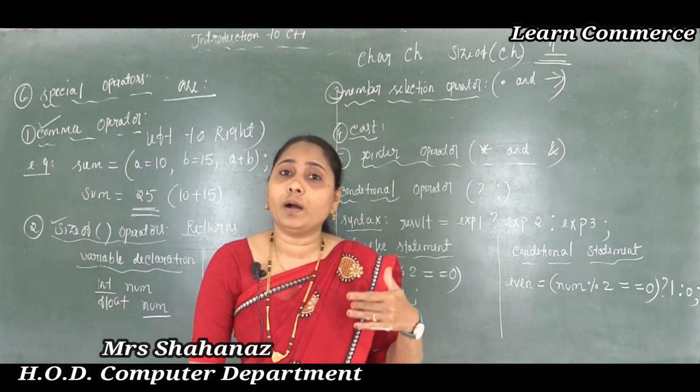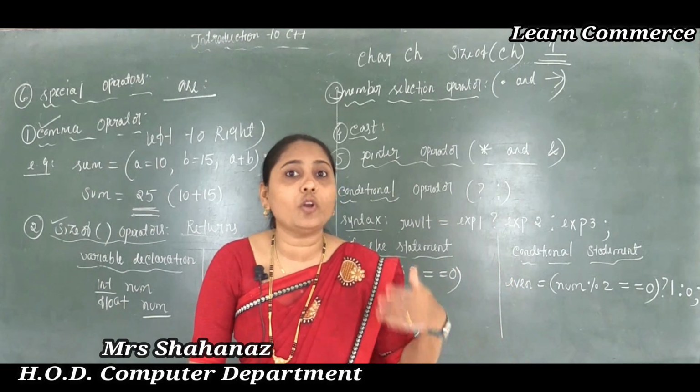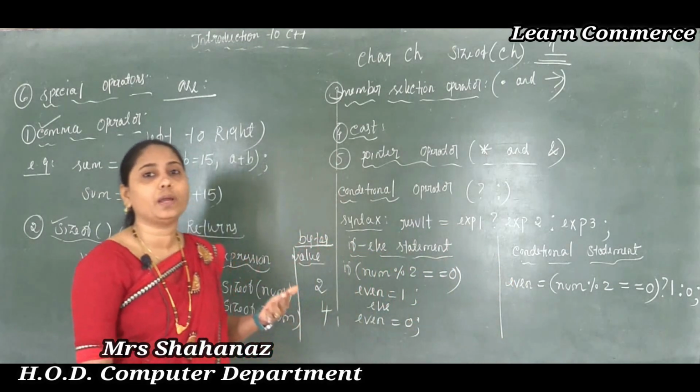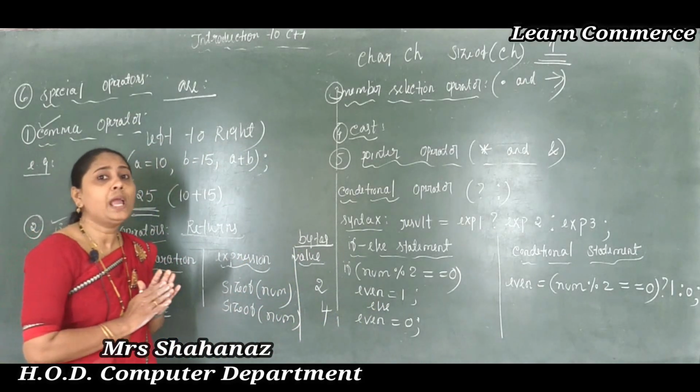We can say that double means 8 bytes it will give. Long means 10 bytes. So depending on the declaration of the data type, it provides some memory space to the variable.